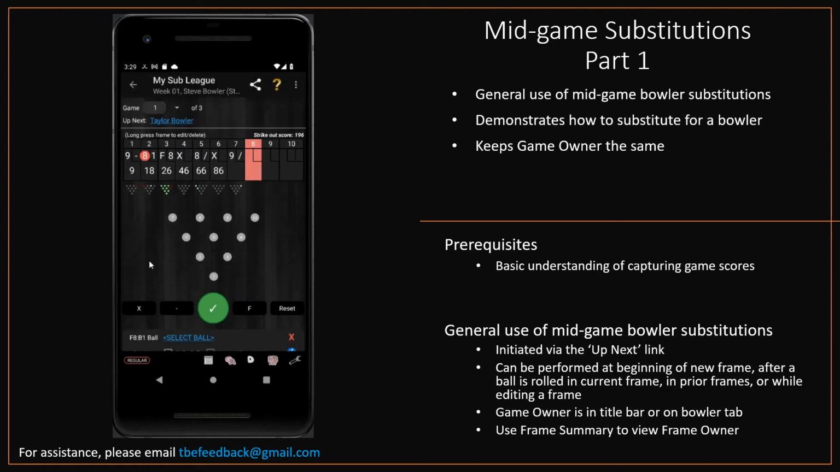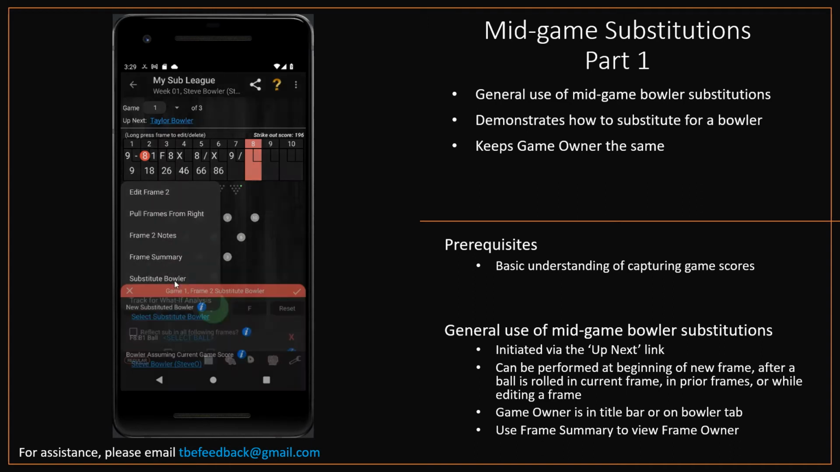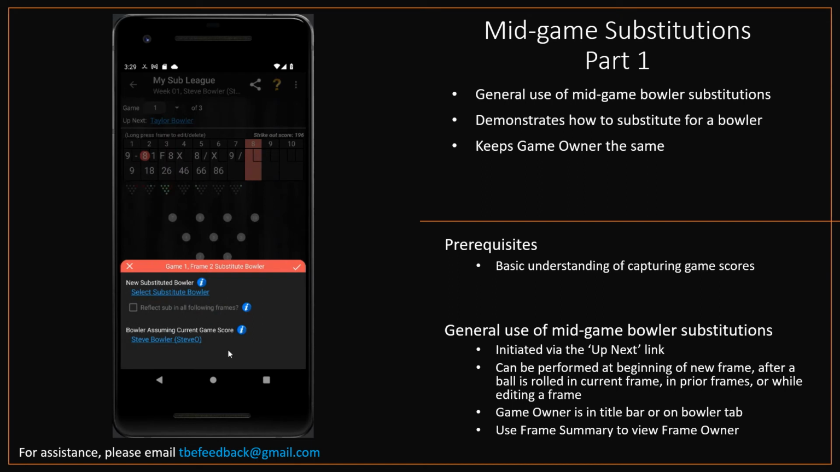Another example where you can substitute a bowler is for past frames. For example, let's assume that Lee actually started substituting in frame 2 and not frame 4. You can go back and fix this. To do so, long click frame 2 and choose substitute bowler. Substitute bowler form will open. Click the select substitute bowler link, and in this case we're going to choose Lee.